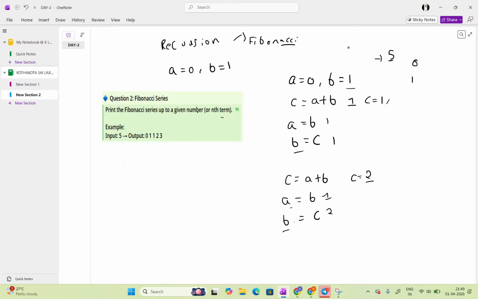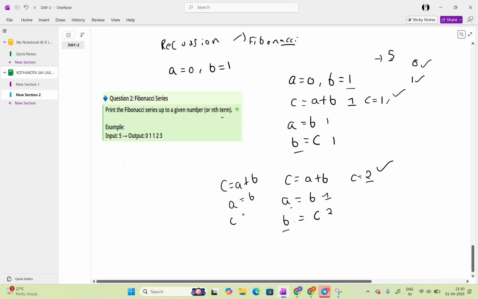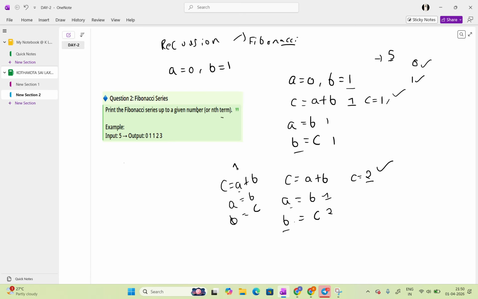How many steps have been completed right now? 1, 2, 3, 4. In the next iteration, c is equal to a plus b, a is equal to b, and b is equal to c. Here a is 1 and b is 2, so 1 plus 2, c is 3, and a is equal to b, so a will be 2 and b will be 3, right? I think you got good clarity, or I'll explain in more detail, don't worry.